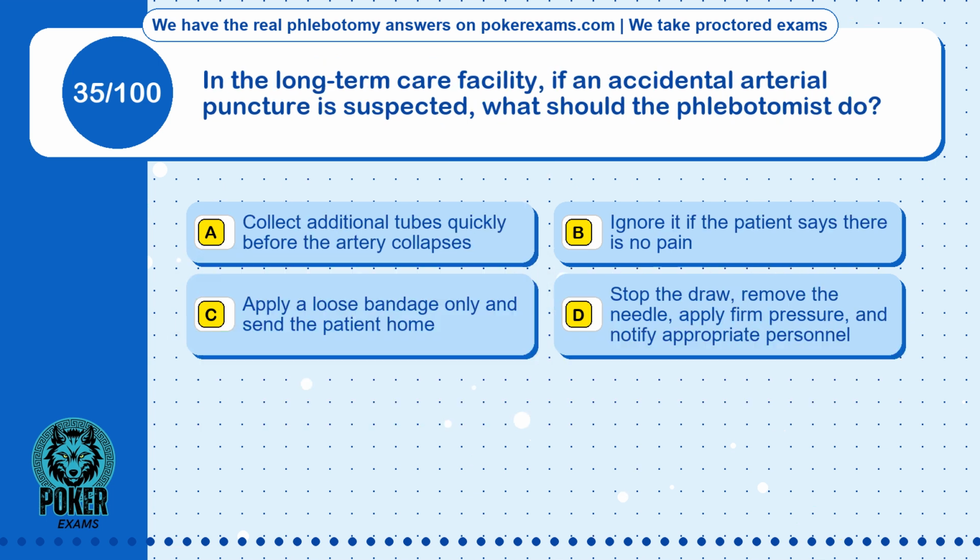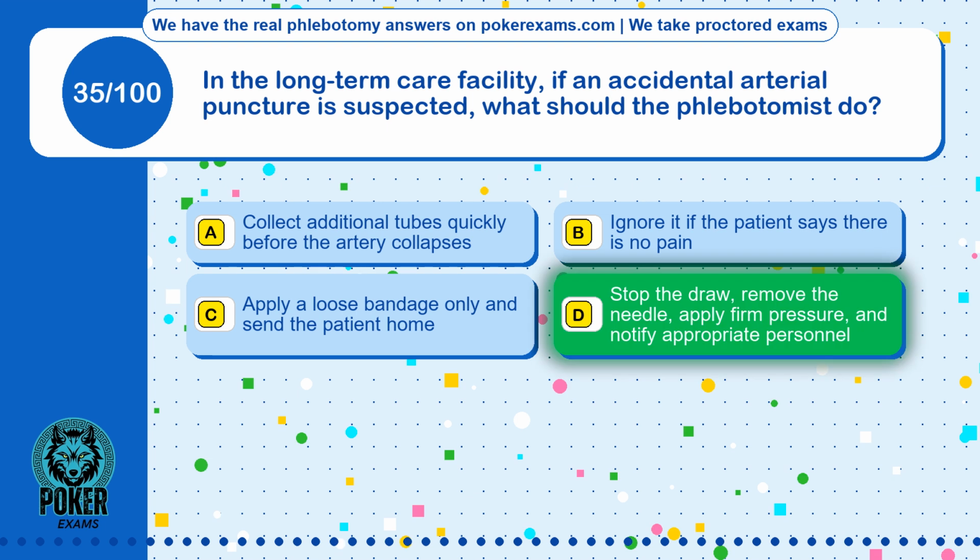Question 35. In the long-term care facility, if an accidental arterial puncture is suspected, what should the phlebotomist do? Option A. Collect additional tubes quickly before the artery collapses. Option B. Ignore it if the patient says there is no pain. Option C. Apply a loose bandage only and send the patient home. Option D. Stop the draw, remove the needle, apply firm pressure, and notify appropriate personnel.